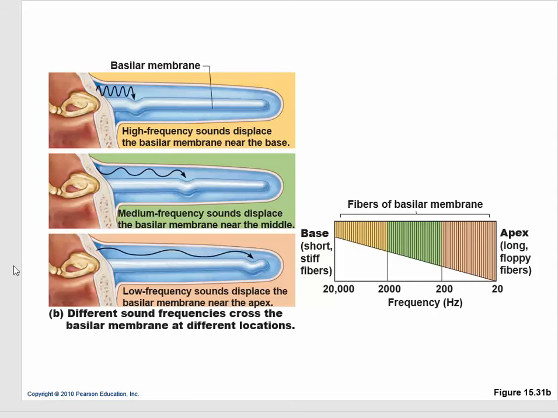So high frequencies displace near the window. Low frequencies displace further out. So this would be that straightened out. Low frequencies cause a deformation towards the apex of it, medium frequency in the middle, high frequencies at the beginning. And so which hairs get vibrated depends on the frequency here. Long fibers are here, short fibers are there. High frequency makes the short, stiff fibers move, and you will then perceive it as a high-pitched sound. Low frequency makes the long fibers out here move, and you perceive it as a low-pitched sound.